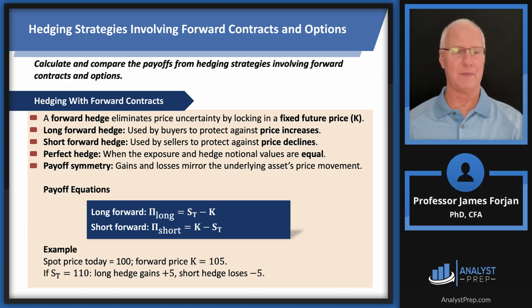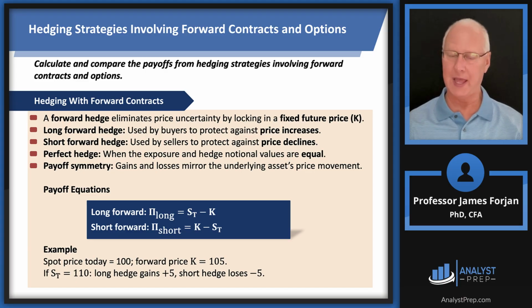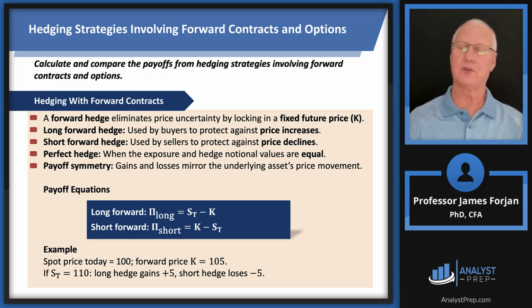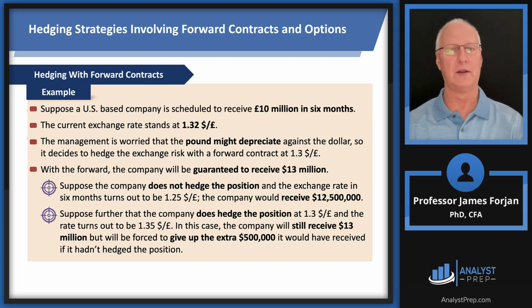So we've got spot price today, forward price of 105. All right, so if the price at maturity is 110, the long gains 5 and the short loses 5, right? The long is betting that the price goes up. So it went from 100 to 110, but we had agreed to trade at 105. So there's the $5 on either side.